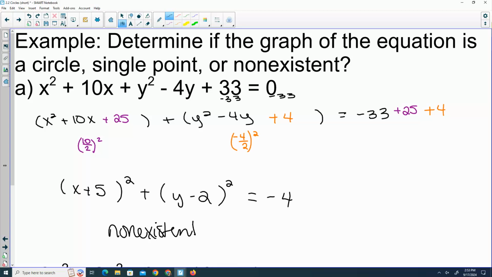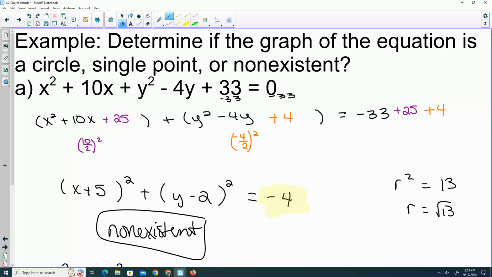And the reason it's non-existent is that after I completed the square, we had a negative over here. If you have any positive number, then it's a circle, even if it were a 13. If that were a 13, what would the radius be? So that's the radius squared, right? So if r squared equals 13, what's your radius? Square root of 13. It's okay if your radius has a radical in it, but it just can't have an i. We're talking about one.